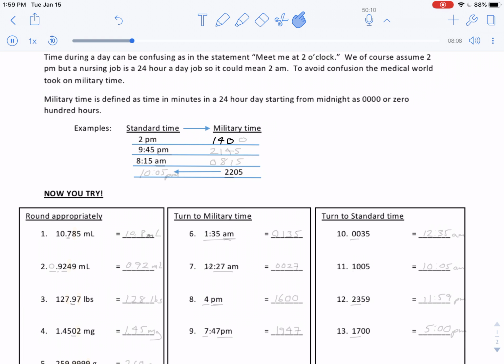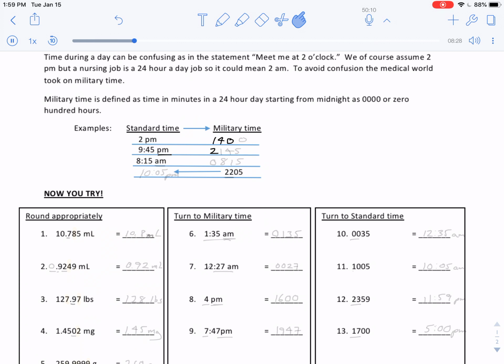So I got 9:45 p.m. So it's p.m. again, which means that I have to add 12 to 9, making it what? 21. I think I did this wrong the first time I did it. I said 19, but 21. Oops, I did something totally wrong.